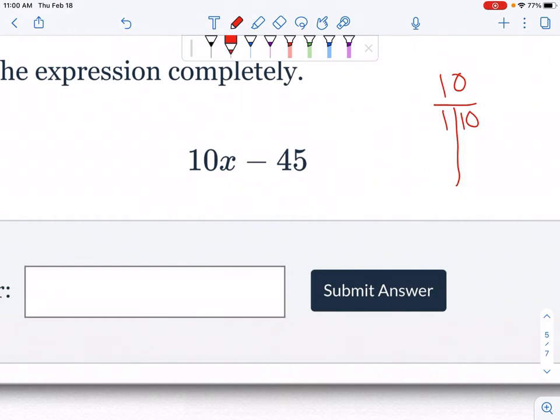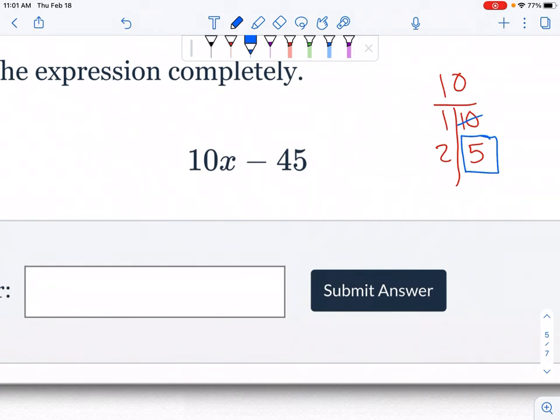So we have 1 times 10 makes 10. We also have 2 times 5 makes 10. So these are our factors of 10. 1 times 10 and 2 times 5. And we're going to start with our largest factor, and we're going to see if it goes into 45. If it doesn't, then we're going to cross it out and try our next largest factor. So 45 divided by 10 does not work. 45 divided by 5 does work. So 5 is our common factor. It's our greatest common factor.